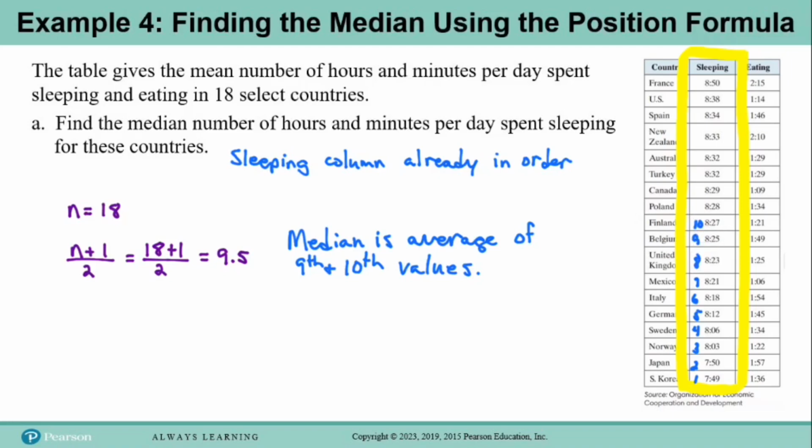But if common sense wasn't so obvious and you really did need to average these 2 numbers together, this is what I would say. Notice that both of them have 8 hours. So the 8 is really not affecting the average. In that case, we would just need to find the average of the 25 minutes and the 27 minutes. So add those 2 numbers of minutes together and divide by 2, and you do get 26. So the median time spent sleeping for these 18 countries is 8 hours and 26 minutes.